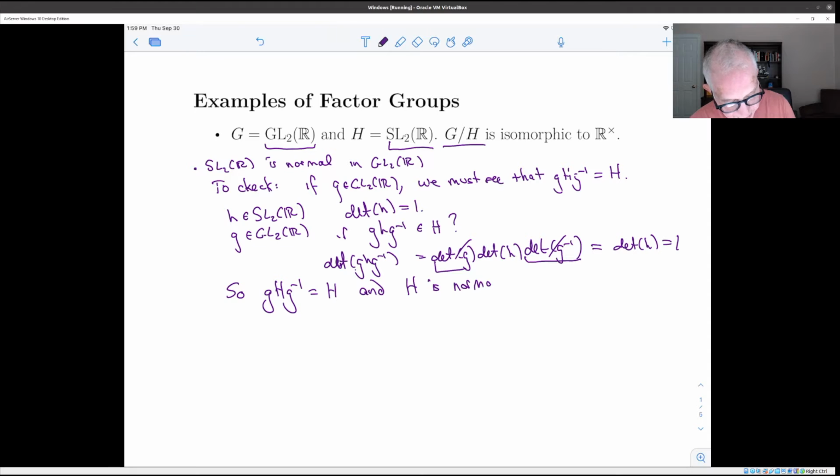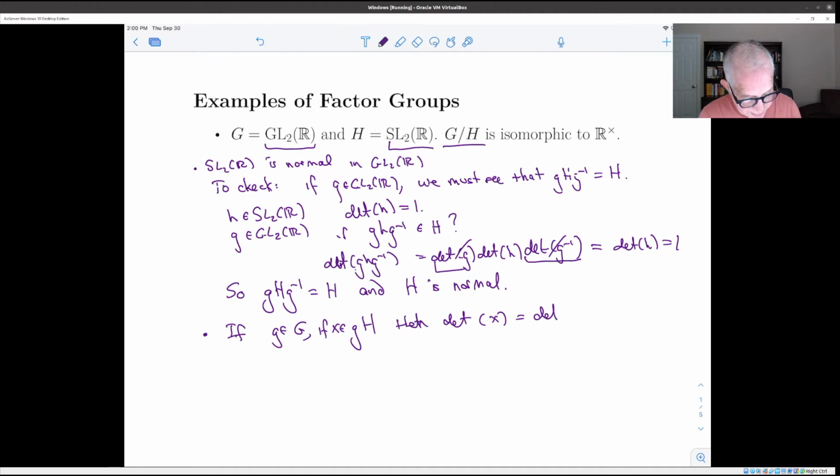Next, we need to know what the cosets are. And again, this was a homework problem, so I'm just going to briefly remind you what the answer is. If we take a left coset, and we look at the set gH, and if x is any element in that coset, then the determinant of x is equal to the determinant of g. Every element of the coset gH has the same determinant as g.